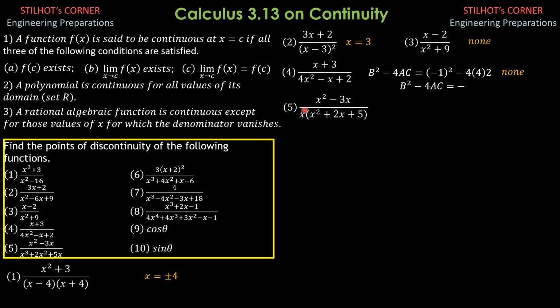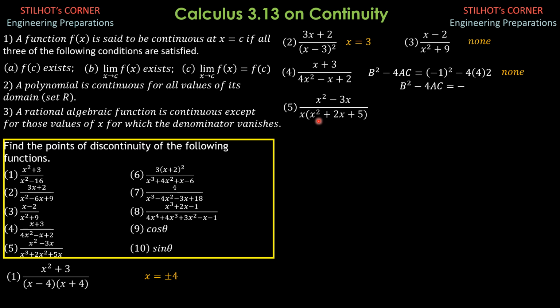Although we can cancel x because that's the case, we can only cancel x if x is not 0. But because the denominator is 0 when x is exactly 0, then x equals 0 will make the denominator 0, so that makes it discontinuous at x equals 0.